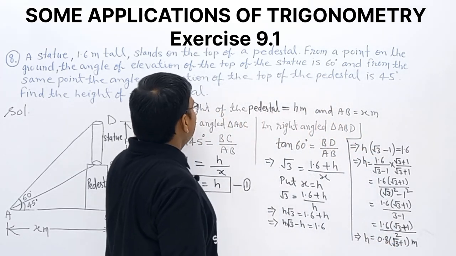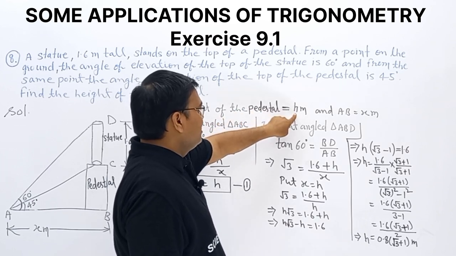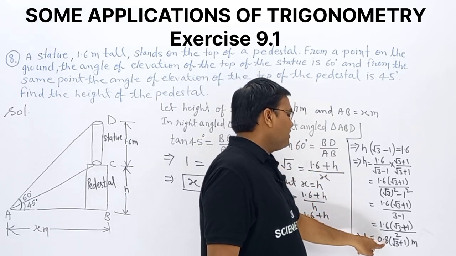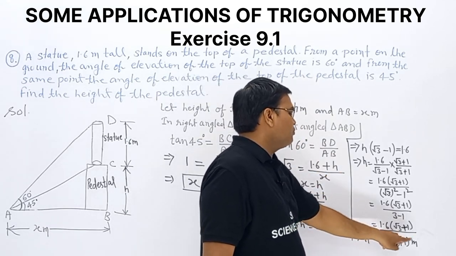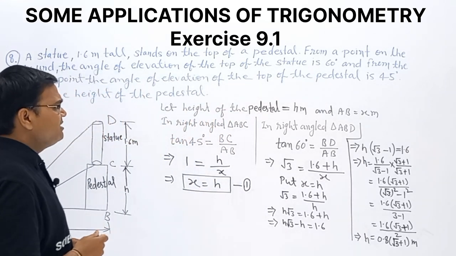We assumed H is the height of the pedestal. We require this one, H meter. H we assumed. So the H value will be 0.8 into square root of 3 plus 1 meter. Clear? So observe, easy one.